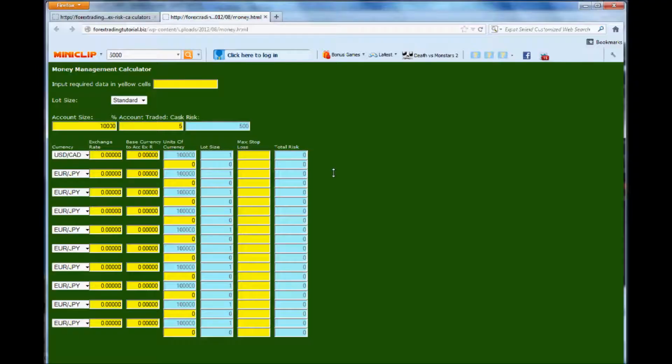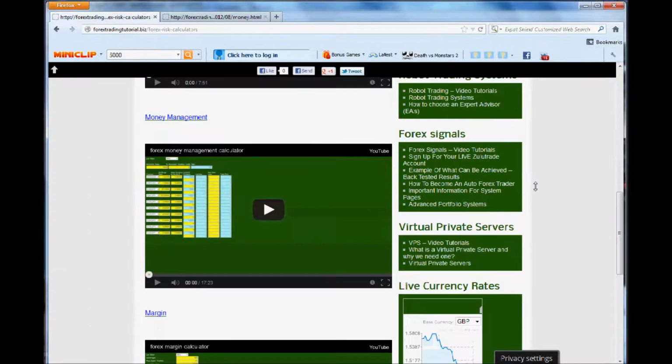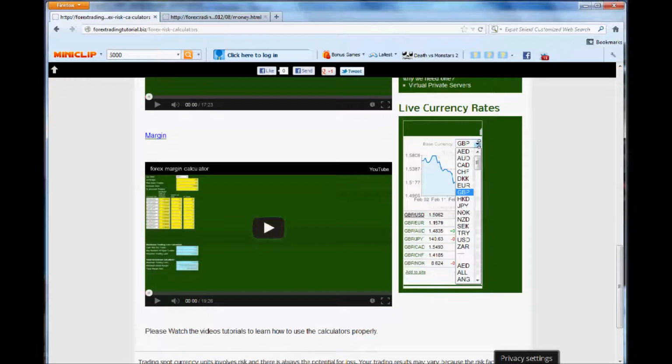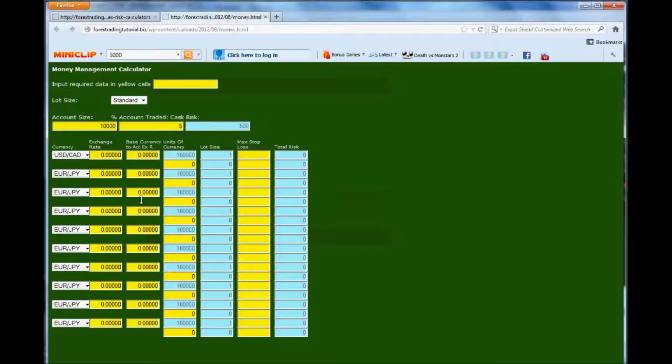The other way that you can see it is if you go to your Forex trading tutorial thing, we can have here, and we just click on US dollars, and we've got US dollar, Canadian dollar, and that's where it is there. So 1.0294. So all we need to do is put in 1.0294 into our account currency, our exchange rate.